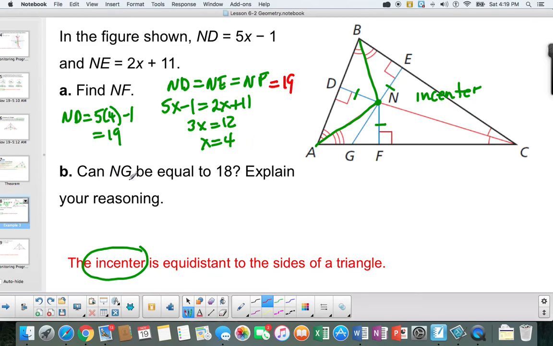Can NG be equal to 18? Remember, we just figured out that this was 19. So can this length right here, that's what they're asking us, can that be 18? And the answer is no. This is the shortest distance. This distance will be longer. You can even see it looks like the hypotenuse of a right triangle.